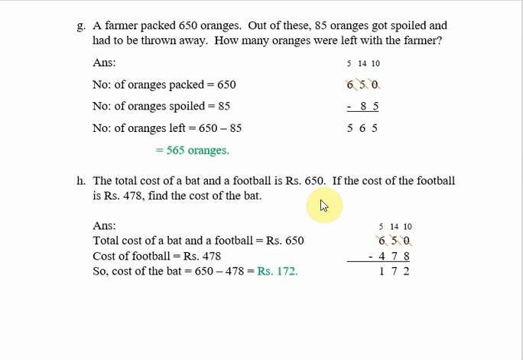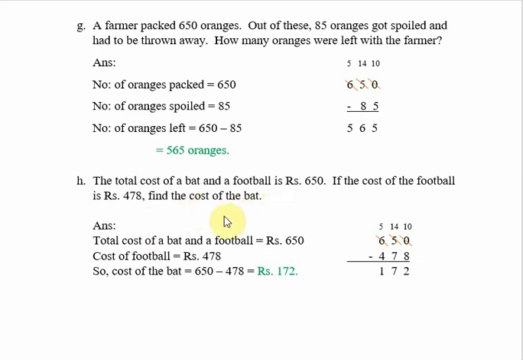Okay. Now, the next question is, the total cost of a bat and a football is rupees 650. So, the total cost means when you purchase a bat and a football together, the total bill was rupees 650. If the cost of football is 475, find the cost of the bat. So, what is the cost of the football? It is given as rupees 478. We have to find the cost of the bat.